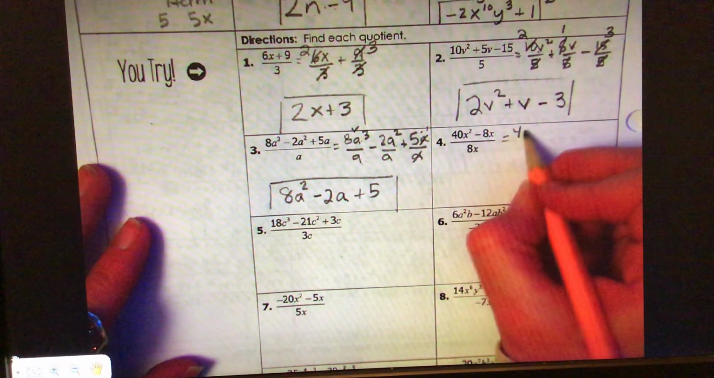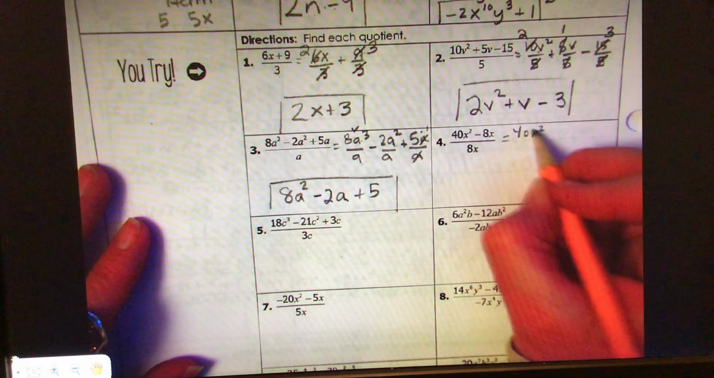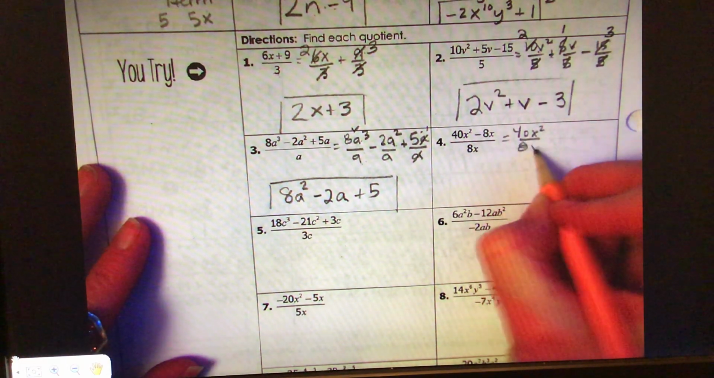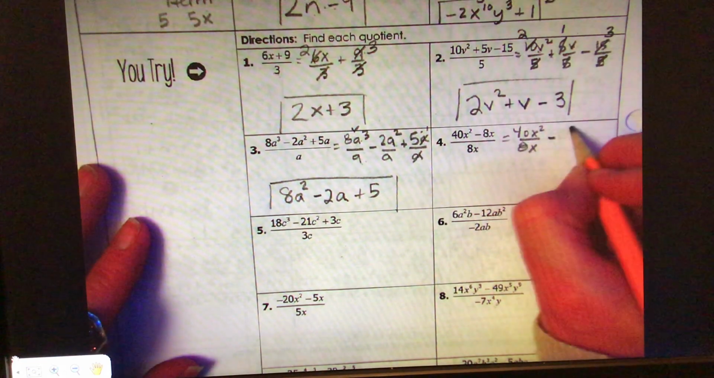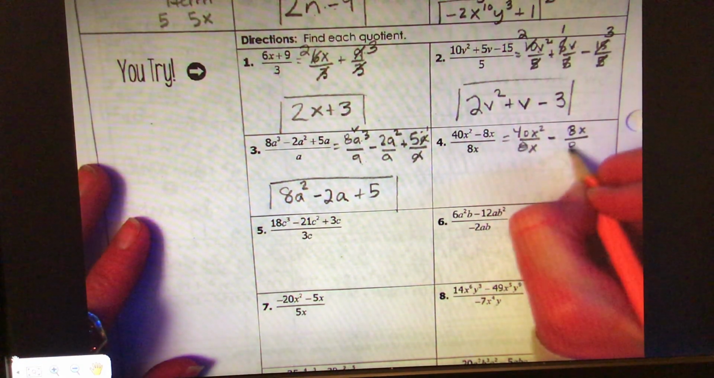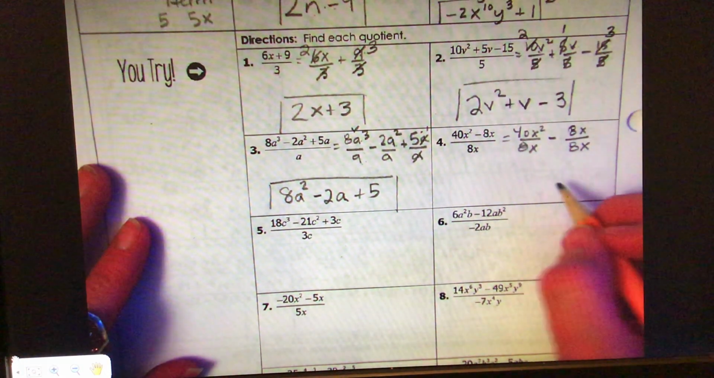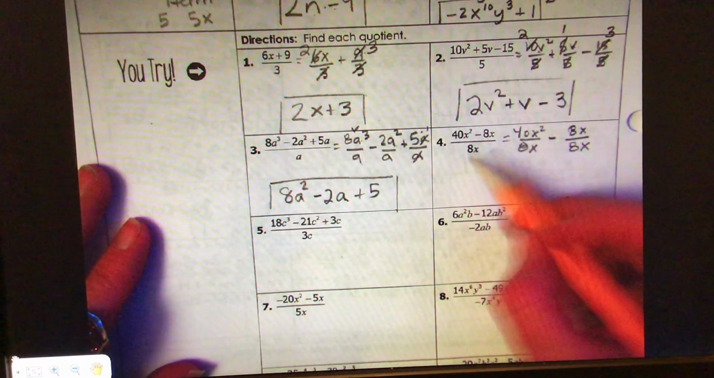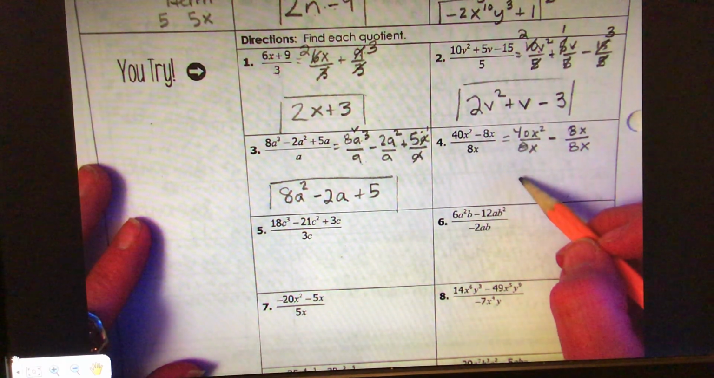Now I have 40x squared. And by the way, you don't have to rewrite it each time, but I am, because I think it shows it better. Because sometimes when you don't show your work, you can get a little messy, okay?